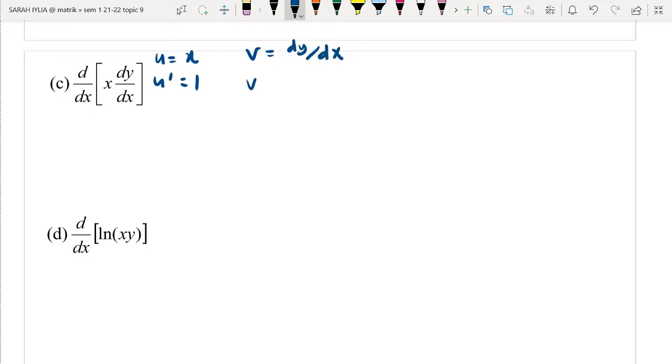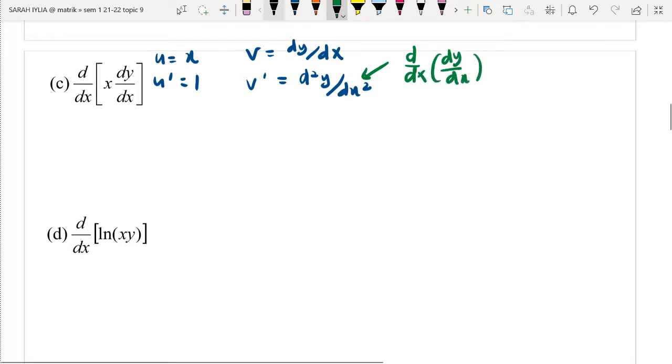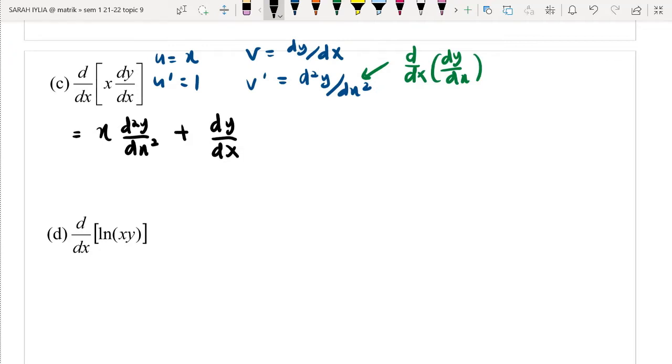V prime should be d squared y over dx squared. Ini yang akan jadi bila kita differentiatekan dy dx. Kita akan dapat d squared y over dx squared. Okay, so substitute into the formula u v prime plus v u prime. So we get x d squared y over dx squared, the second derivative, plus with dy dx. Okay, settle.